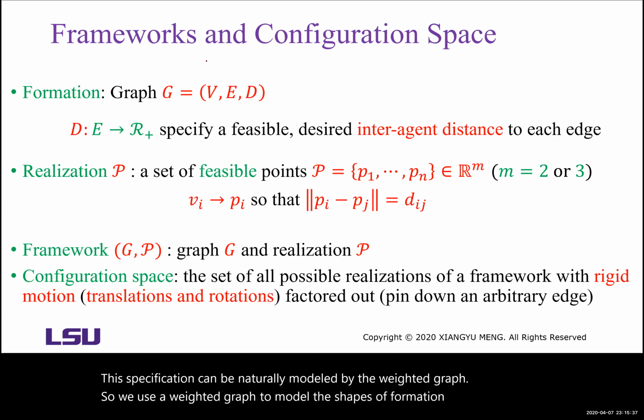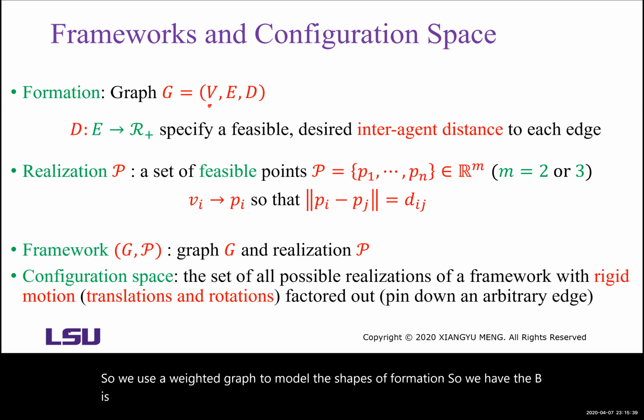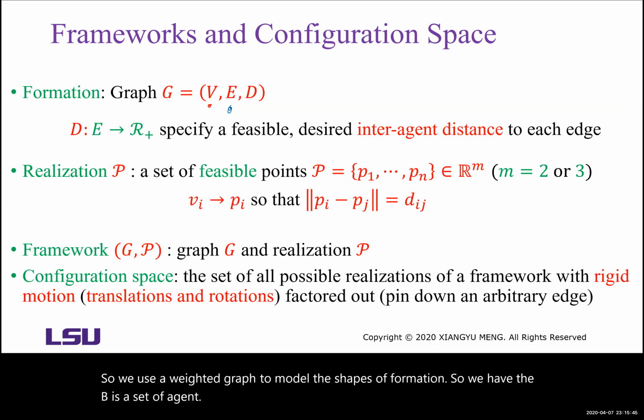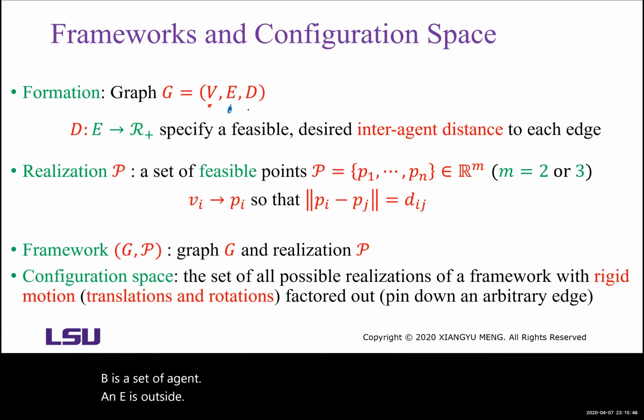So we have V as a set of agents, and E is the edge set, and D is the distance between every pair of agents. If we give the inter-distance between every pair of agents, then the graph is a complete graph. So you may be wondering, is it necessary to specify the distance for every pair of agents?